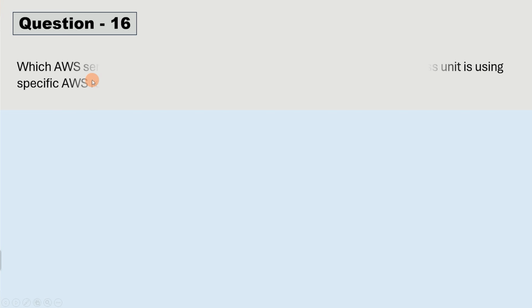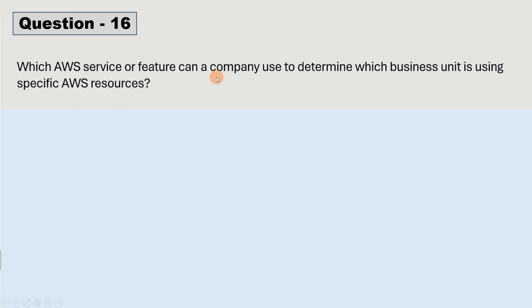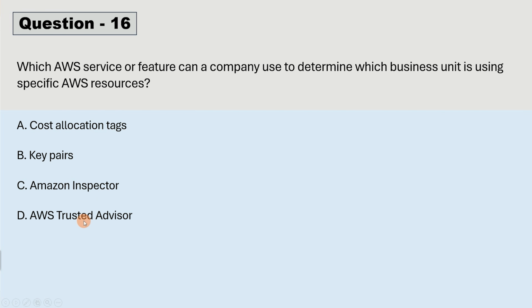Question number 16. Which AWS service or feature can a company use to determine which business unit is using specific AWS resources? Here are the options. Cost allocation tags, key pairs, Amazon Inspector, AWS Trusted Advisor. So these are the options. You can take your time to guess the correct one.